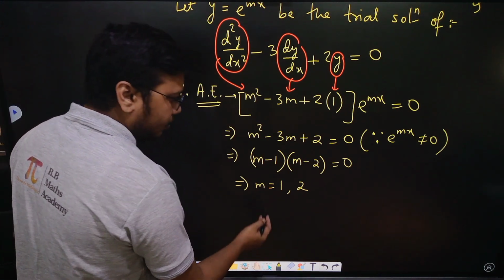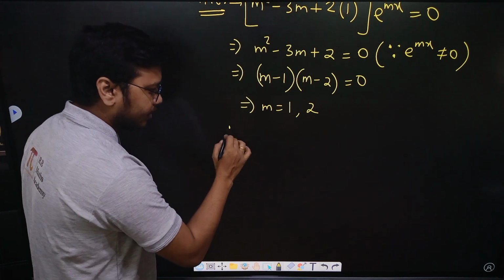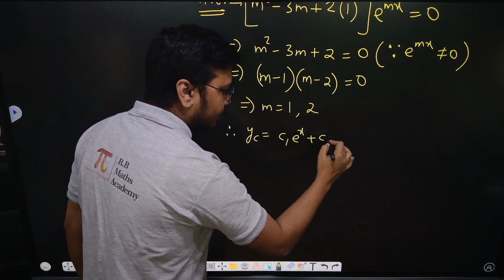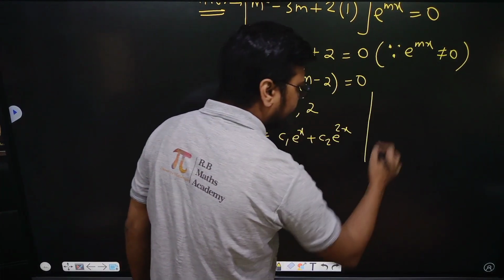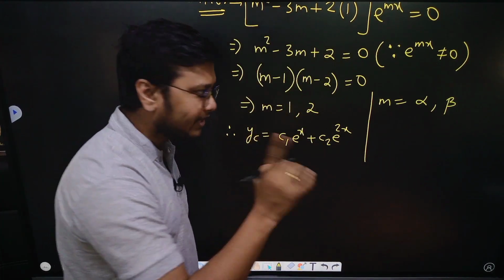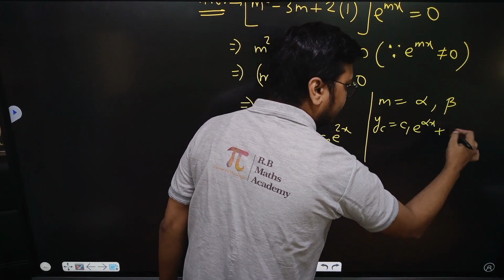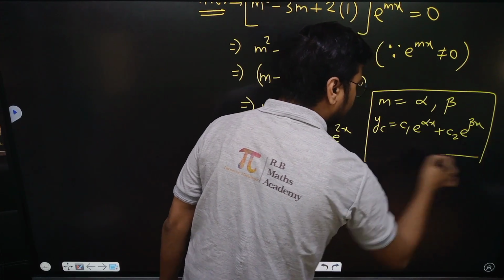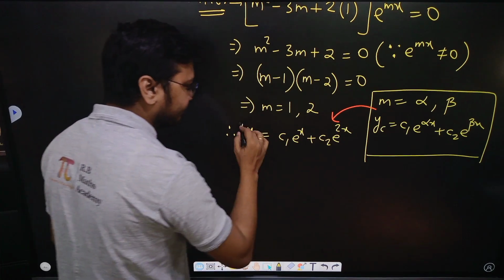Now we're going to take the complementary function. So therefore the complementary function is given by c1 e to the power x plus c2 e to the power 2x. I hope you remember the rule for this. If the m values were two distinct roots, alpha and beta, then yc would have been c1 e to the power alpha x plus c2 e to the power beta x, and this was the rule. So just by that rule we have got our complementary function.